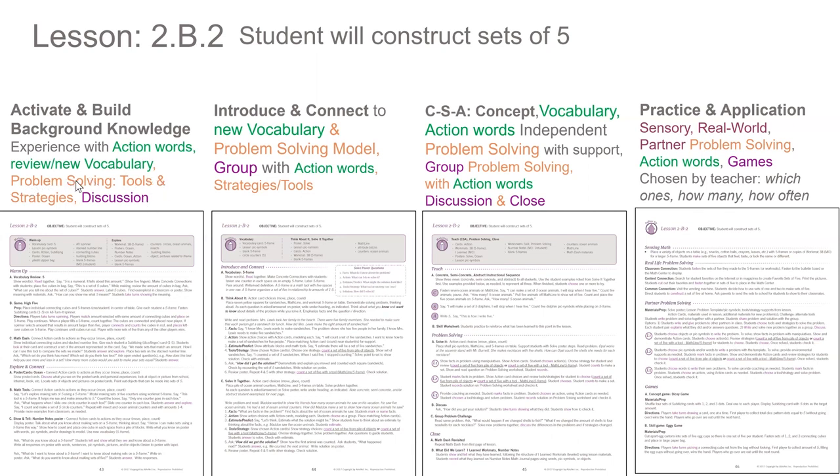You also see what is in orange here would be problem solving support, such as tools and strategies, but also problem solving itself with a model and as a group and independently and as a group again, and showing up again one more time on that last page. And then finally, what's in purple here would be communication opportunities, discussion, working with a group, discussion again, close activities to show what I know. Also, sensory, real world, and partner problem solving, plus games. All of those things have opportunities for discussion.